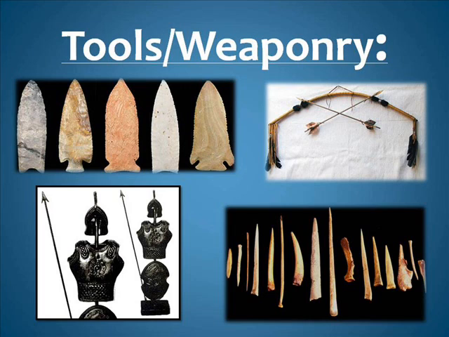So one type of artifact that an archaeologist or historian or geographer might find at a dig site would be tools or weaponry. If you look at this slide, on the top left-hand corner you see a series of arrowheads. You also see to the right of that a bow and arrow that was used by Native Americans. Beneath that there are different types of needles and pins that were used, and these were created through animal bone, different stones, and things like that.